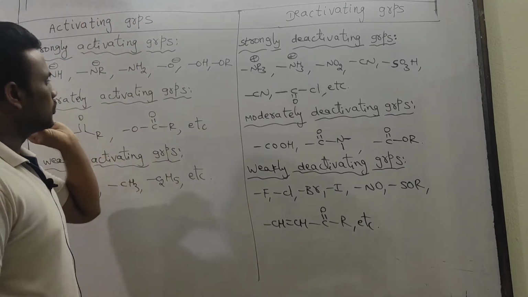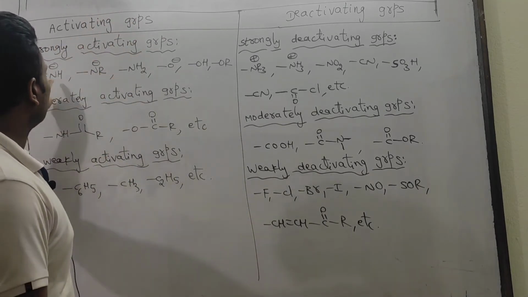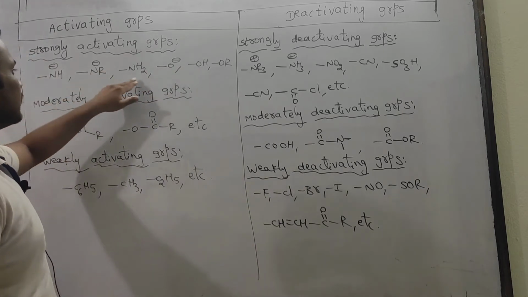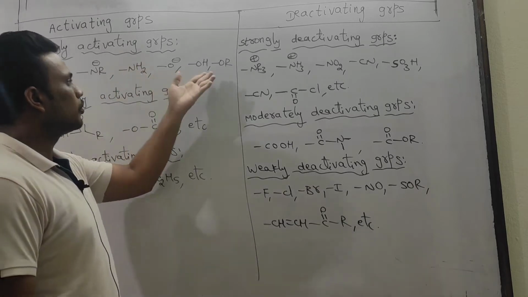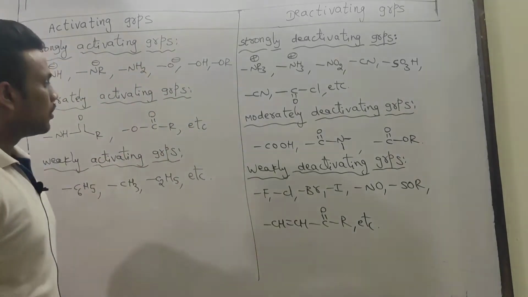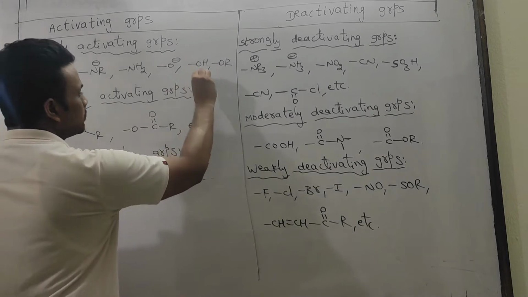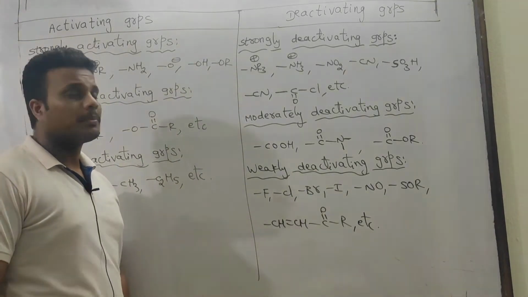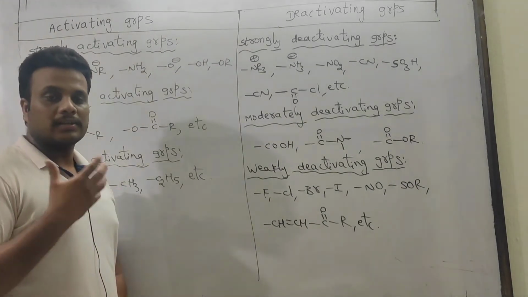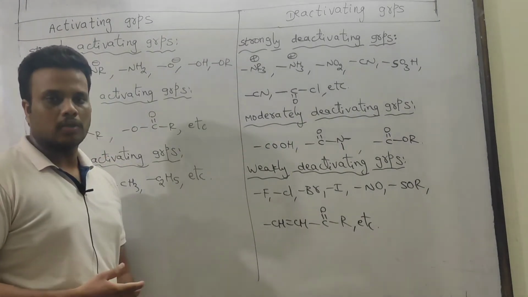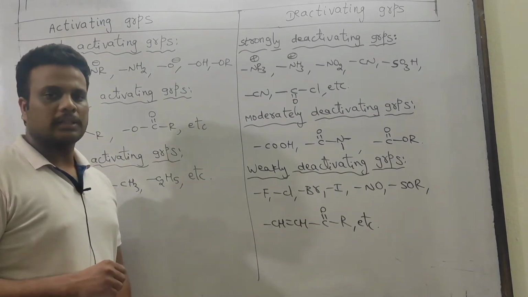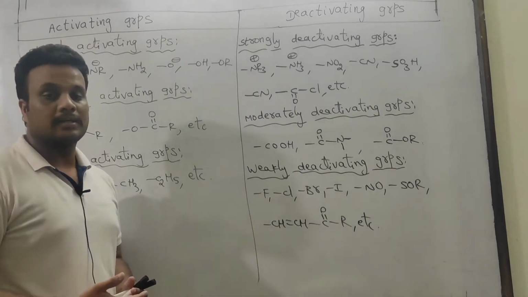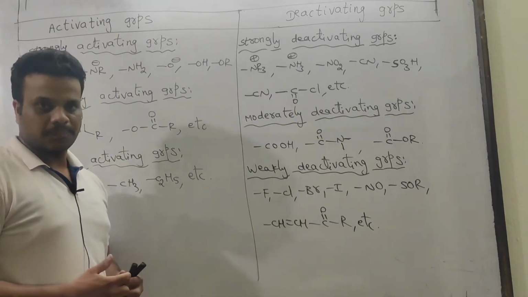Now activating groups and deactivating groups. Strongly activating groups are nitrogen donors and oxygen donors directly attached to the benzene ring, whether they carry a negative charge or are neutral. These are powerful donating groups. They highly activate the benzene ring because they increase its electron density by donating their electron pair. When electron density increases, the ring can easily attack an electrophile and participate in the electrophilic reaction very fast.